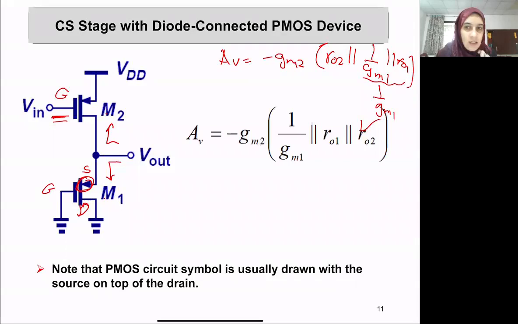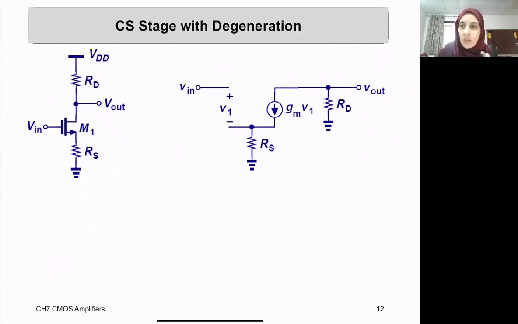Let's see. So this is what we did: minus GM2 in parallel with 1 over GM1, in parallel with R out 1, in parallel with R out 2. Okay, now we are done with the common source. I just saw a question from someone. Yes, 1 over GM is much smaller than R out. Yes, this is a correct thing. And now, we are done with the common source alone, and that was the easiest one.